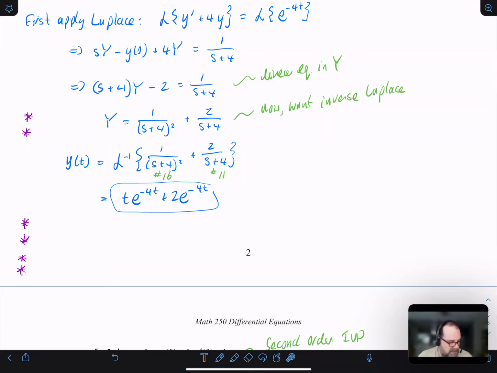So there's a couple of first order examples, like this one, for you to try just to get the hang of it. Here's the first one. And then there's a second one to try.